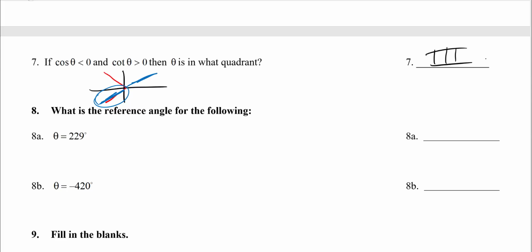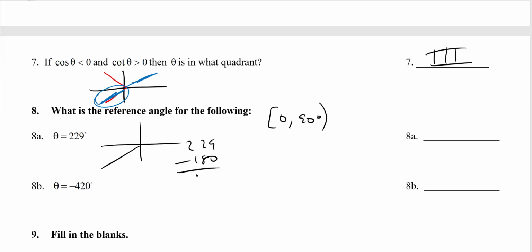All right, that's cool. What is the reference angle? So now we're not talking about coterminal angles. We're talking about reference angles. And remember, guys, a reference angle needs to be between 0 and 90, right? Really, really important. So don't give me anything other than that. So this is 229. If you're at 229, you're down here. So basically, it's going to be 229 minus 180 gives me 49 degrees. Okay?